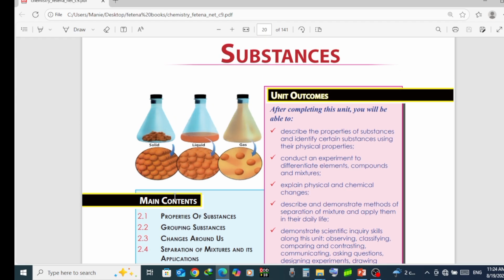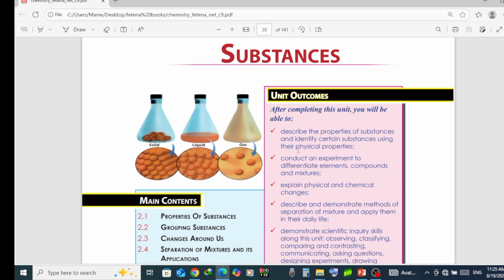The main contents to be discussed under substance are properties of substances, grouping substances, changes around us, and separation of mixtures and its applications. These are the main contents that we are going to cover in Unit 2. After dealing with these main contents, we are expected to achieve these goals. These are the outcomes after discussing this unit.